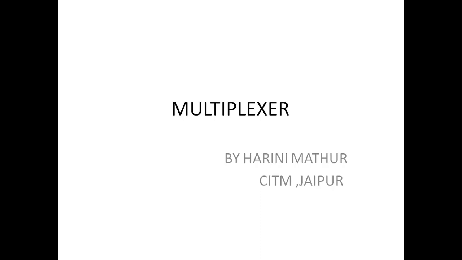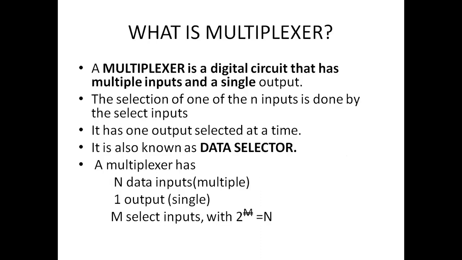In this slide, we will discuss what a multiplexer is and how it works. Now, what is a multiplexer? A multiplexer means many to one. That means it has many inputs, but only one single output. That's why it has the name multiplexer. A multiplexer is a digital circuit which has multiple inputs and a single output.